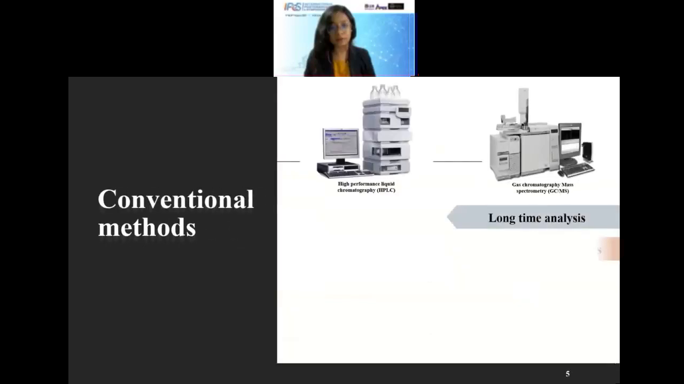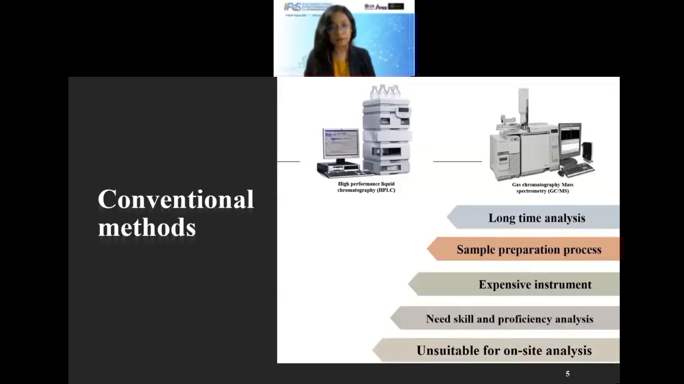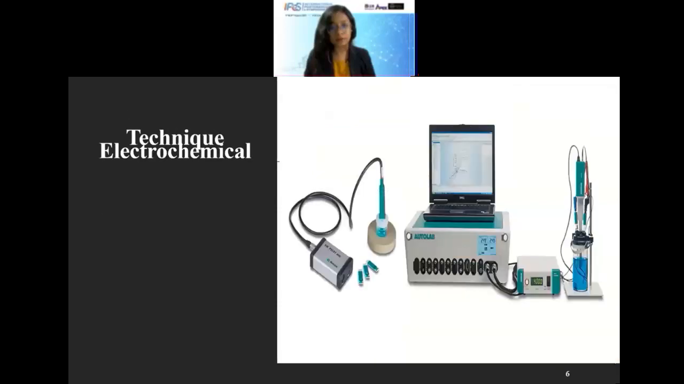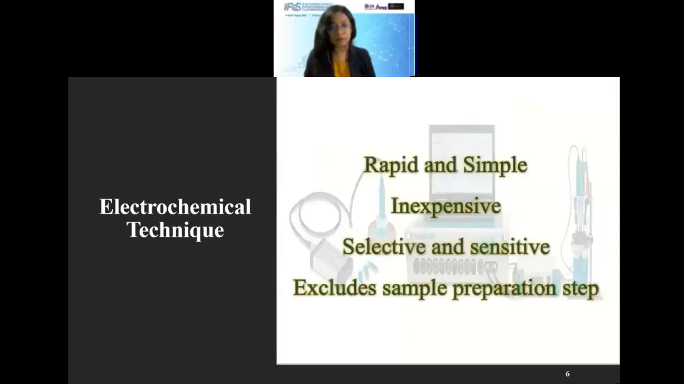The conventional methods for the determination of xylazine are high-performance liquid chromatography and gas chromatography-mass spectrometry. But these methods involve long analysis times, a sample preparation process, expensive instruments, need skill and proficiency in analysis, and are unsuitable for on-site analysis. The electrochemical method is the most effective for detection, because these methods are rapid and simple, inexpensive, selective and sensitive, and exclude a sample preparation step.